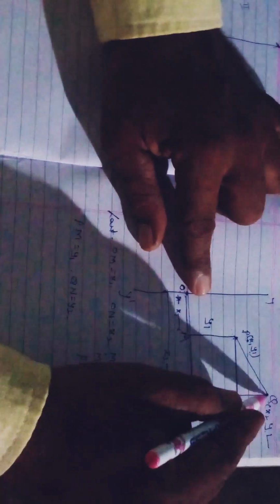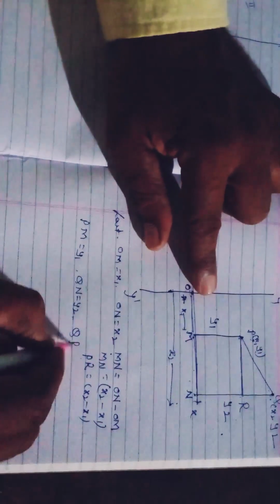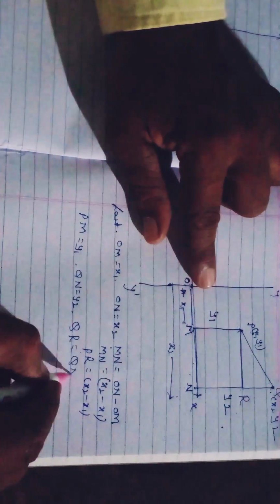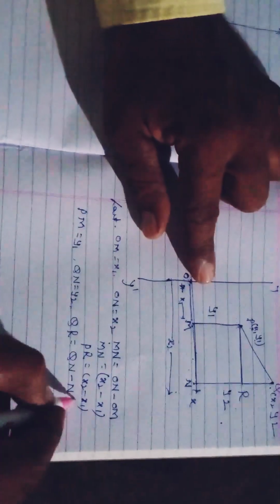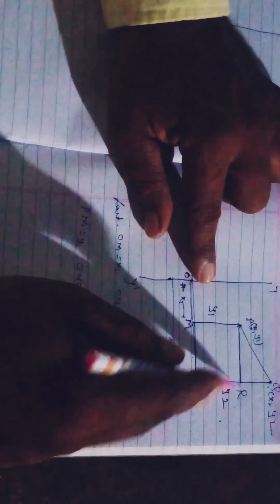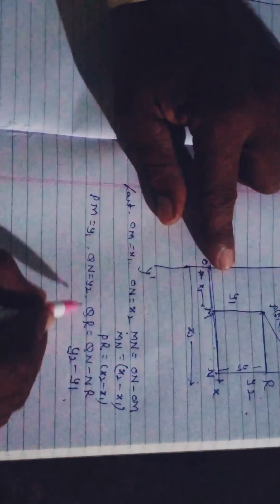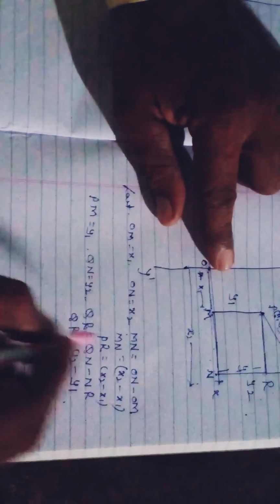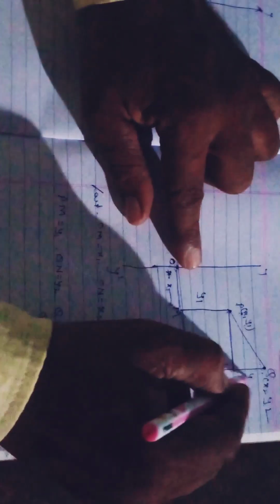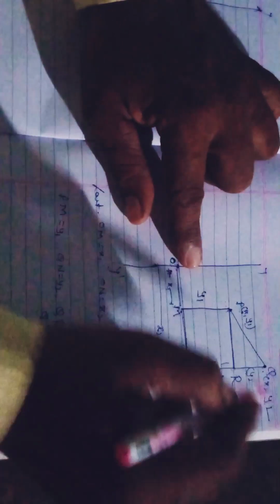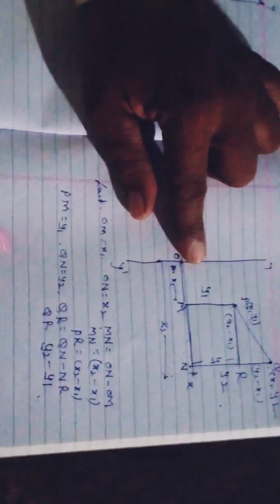Now we want to find QR. QR is equal to QN minus NR. Here NR is equal to PM, which is also y1. Therefore QR is equal to y2 minus y1. This distance PR is equal to x2 minus x1.